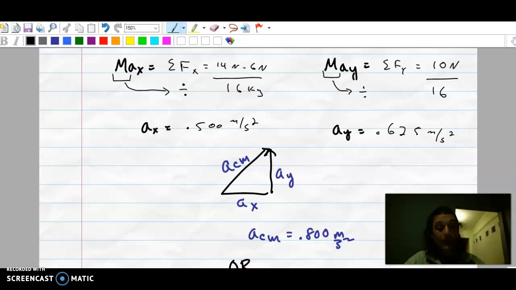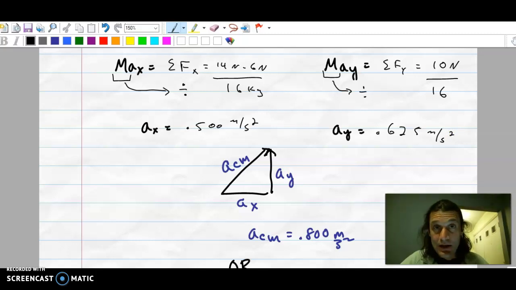So now I have an acceleration in the x and an acceleration in the y. And what we will now do is simply triangulate them. Get Pythagoras on the phone. There's your acceleration in the x. There's your acceleration in the y. So this acceleration of the center of mass then is just 0.5 squared plus 0.625 squared, square rooted. And it's nothing more than 0.8 meters per second squared.